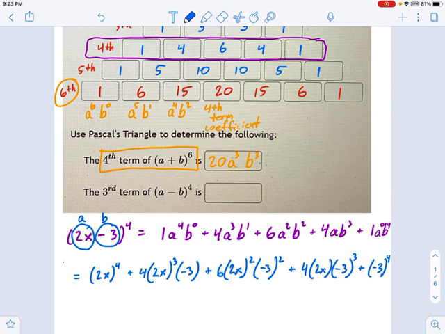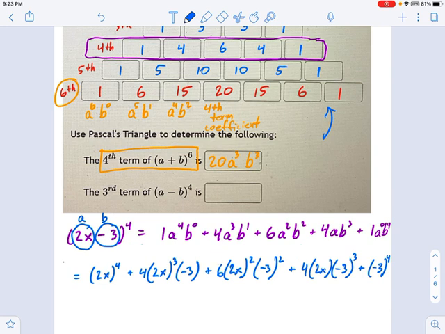So hopefully you can see how there's two patterns here. There's the pattern of the exponents. A, the first variable, starts high and goes low. B, the second variable, starts low and goes high. So 6, 5, 4, 3, 2, 1, 0 for A, 0, 1, 2, 3, 4, 5, 6 for B. If you're on the 4th power, it just starts at 4, right? Same difference. And then the other pattern is the pattern of coefficients. And that's these numbers in the triangle, right? And that tells you whether it's a 4 or a 6 or a 4 and so on.